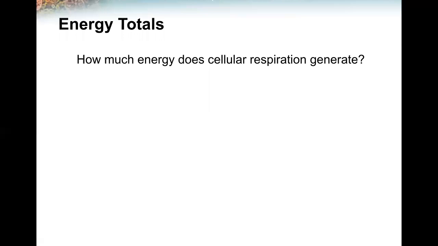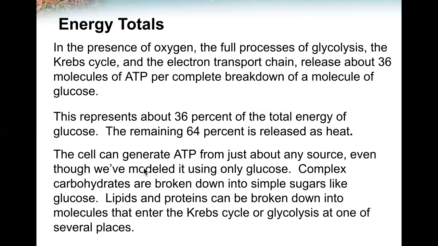How much energy does cellular respiration generate? In the presence of oxygen, the full process of glycolysis, the Krebs cycle, and the electron transport chain releases about 36 molecules of ATP per complete breakdown of a molecule of glucose. This represents about 36% of the total energy of glucose. The remaining 64% is released as heat.